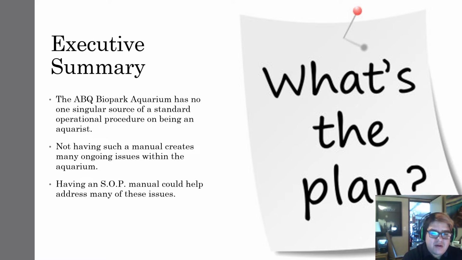But the ABQ Biopark Aquarium has no one singular source of a standard operational procedure on being an aquarist. Not having such a manual or guidelines creates ongoing issues inside of the aquarium, like you have one thing, like a backwash on a system, and everybody is doing it in a different way. So my goal is to find the best way of doing that one task, and that is where the standard operational procedure will come in. The one single way we should all be doing things the best way, and it helps everybody be on the same page, and it helps run the aquarium at an optimum level.